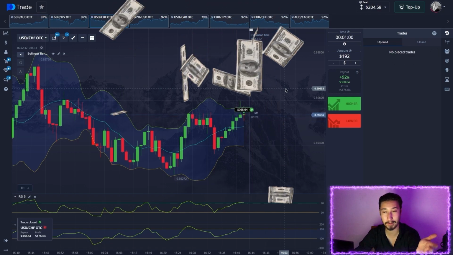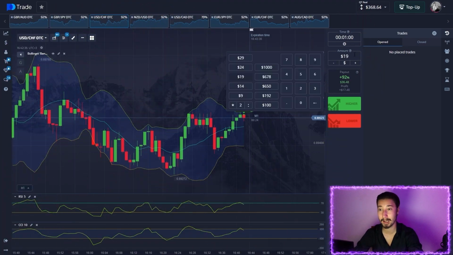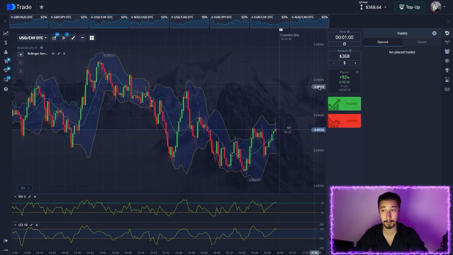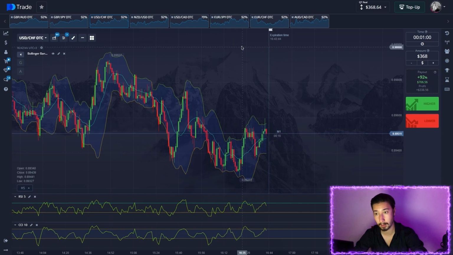Alright, we're in the profits. Our second position is in profit too. So let's change the amount, don't forget about it. And let's try to open the trade and select the next currency pair.